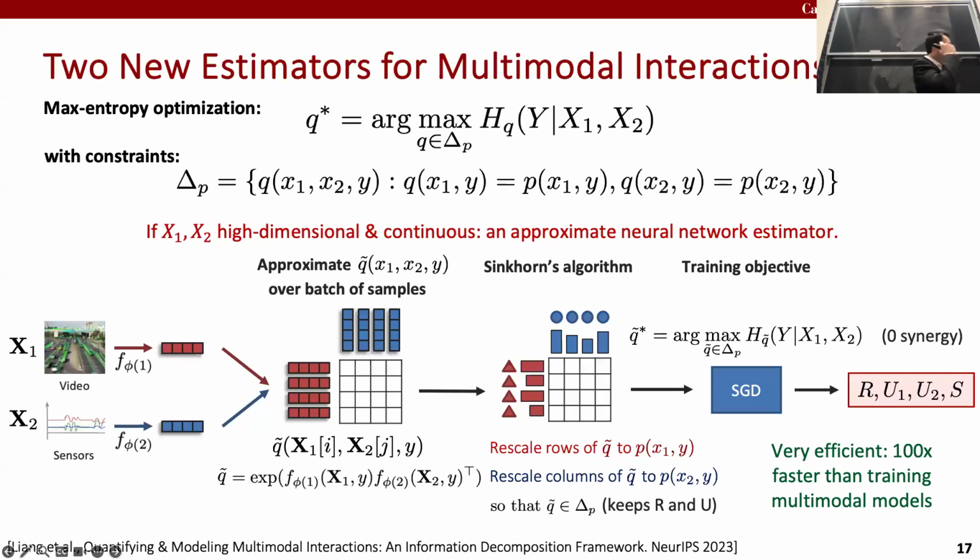And one thing I want to highlight is that these estimators are very efficient, right? The first estimator was based on convex optimization. It solves in a matter of milliseconds. Even this estimator just approximately solves it by sampling batches of videos and sensors and another batch of videos and sensors. You can solve these problems very quickly, more than 100 times faster than training any multimodal model to begin with. That means it's always worth doing this to understand the interactions in your data before informing what model you should be using for your data.